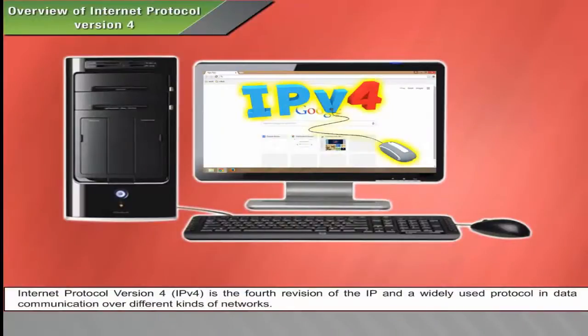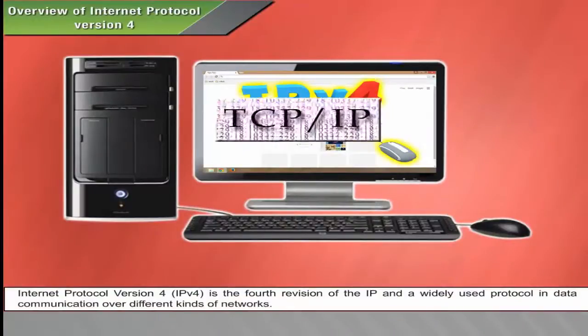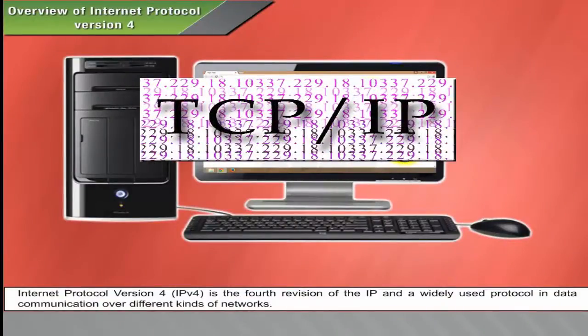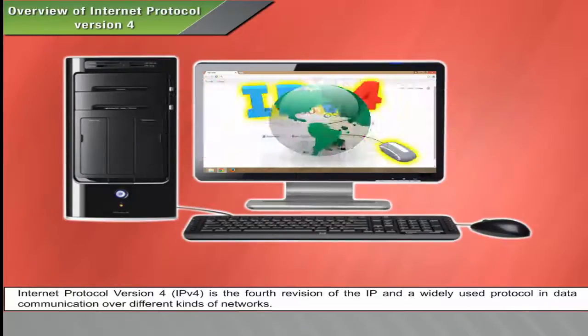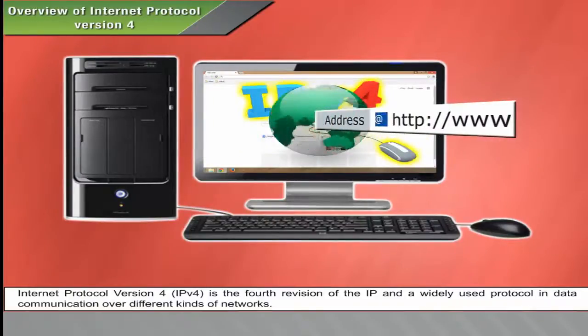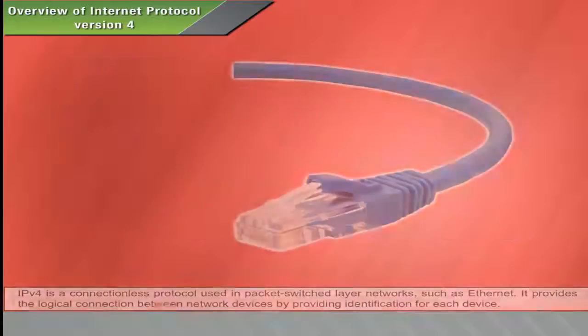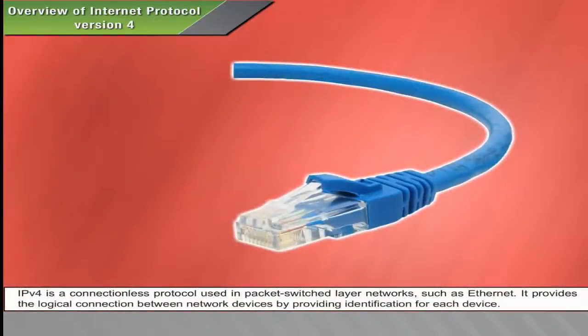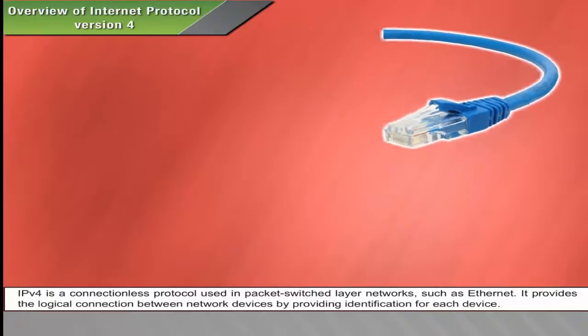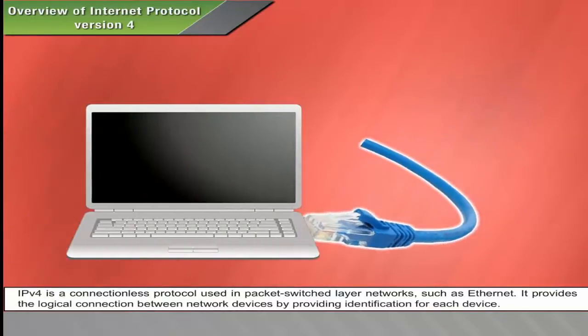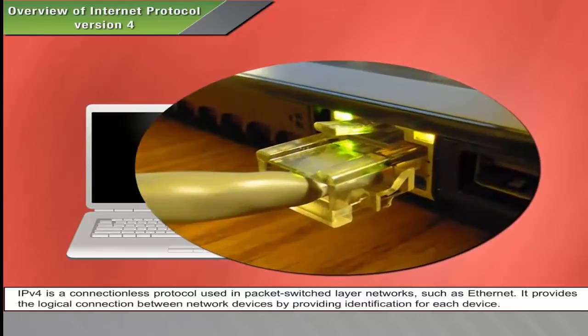Internet Protocol version 4, that is IPv4, is the fourth version of the IP and a widely used protocol in data communication over different kinds of networks. IPv4 is a connection-less protocol used in packet-switched layer networks such as Ethernet. It provides a logical connection between network devices by providing identification for each device.